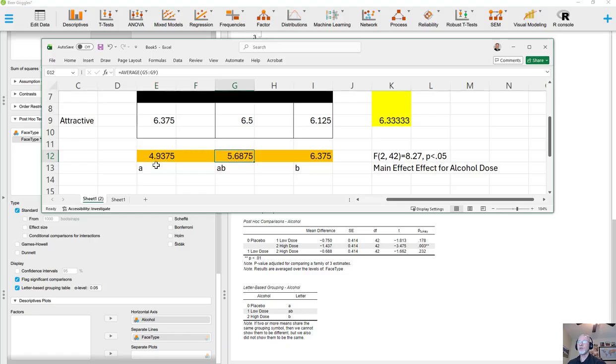So the placebo is different than a high dose. But this one is not different than the high dose, and it's not different than the low dose because it shares an A with the low dose and it shares a B with the high dose. So it's a nice way of getting down where your significant differences are so that you can lay that out.